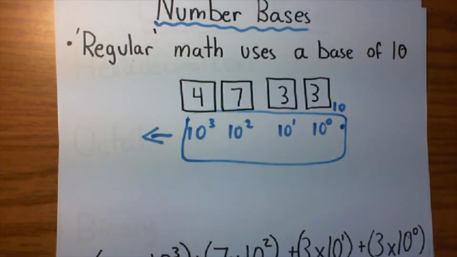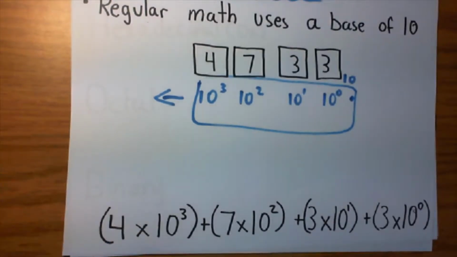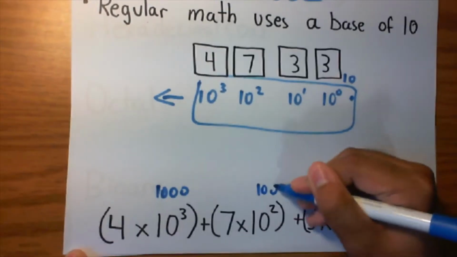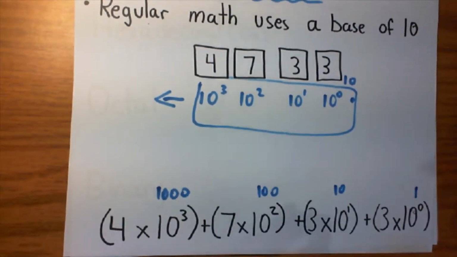of 4,733 and how that's written with this notation. So what you have is 4 times 10 to the third, which means it's 4,000, and then you add 700 to it, which is 7 times 10 to the second. Then you have 3 times 10 to the first and 3 times 10 to the zeroth. So as you probably know, this is 1,000, this is 100, this is 10, and this is 1.